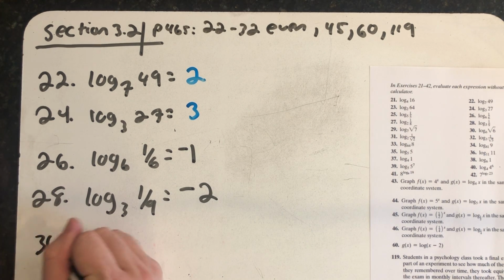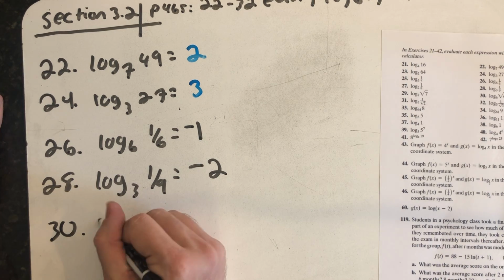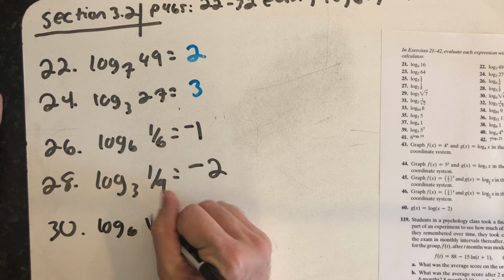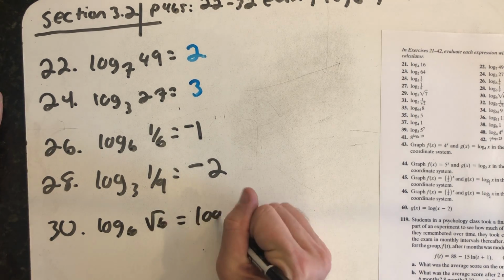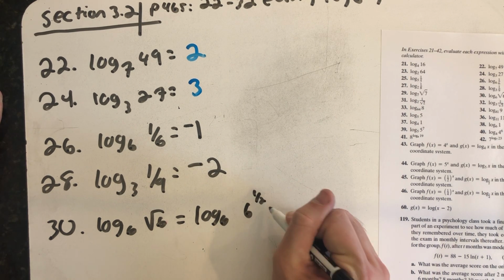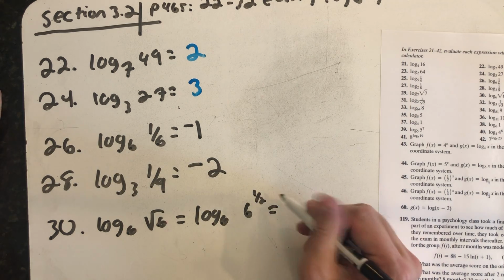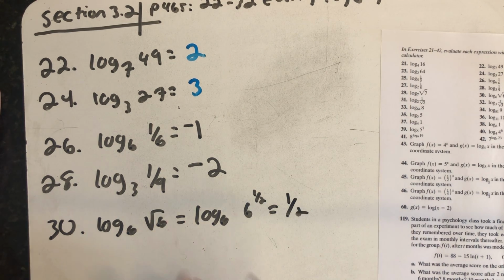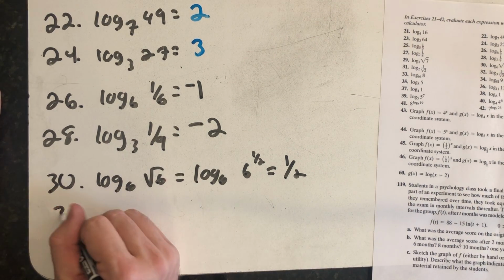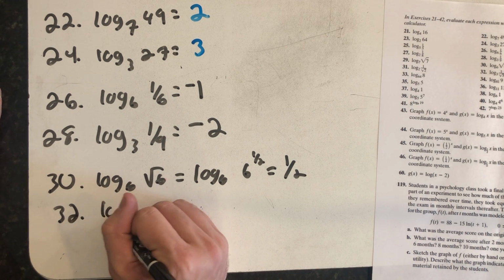Number 30 involves a square root. Well, what I want to do is remember that a square root is a 1/2 exponent. Okay, so what power do I raise 6 to get 6 to the 1/2? Well, that's just 1/2.